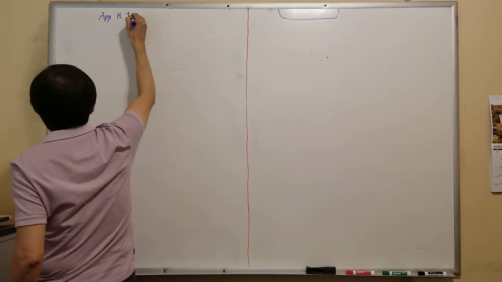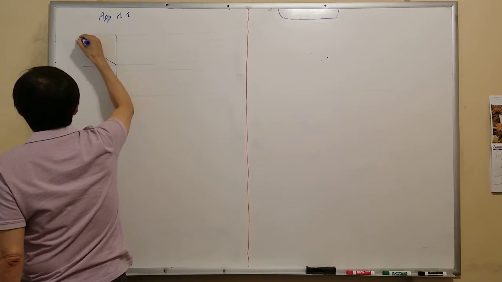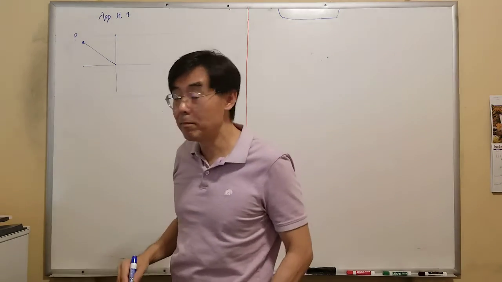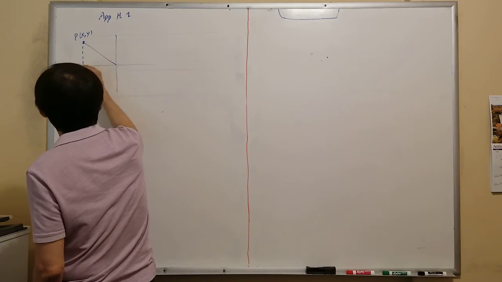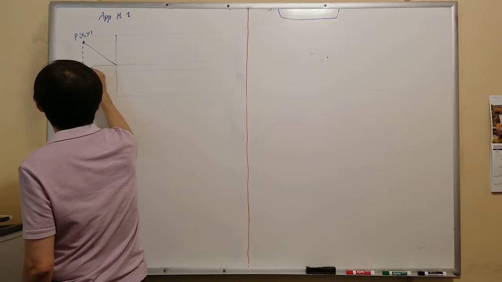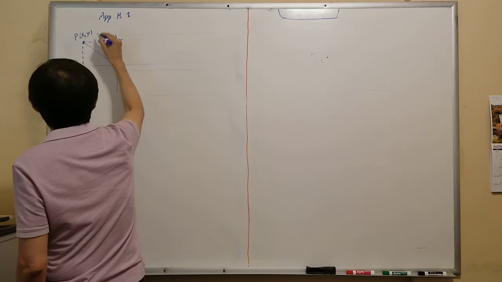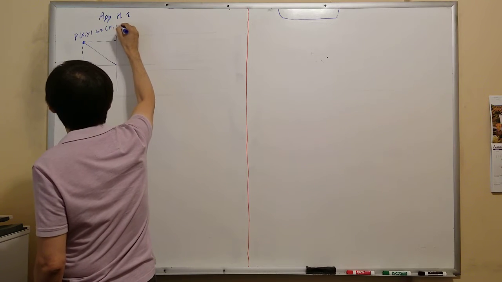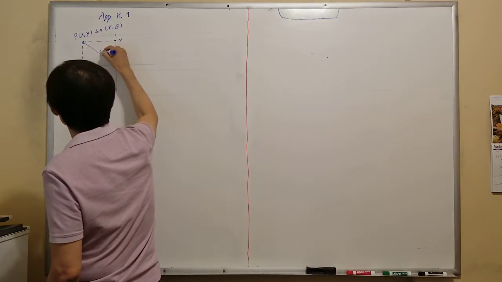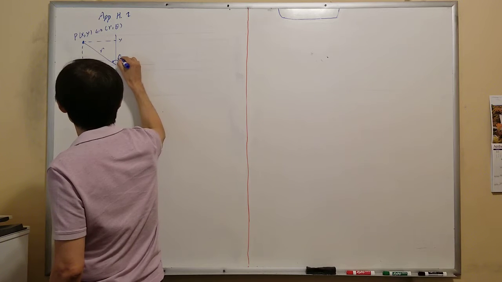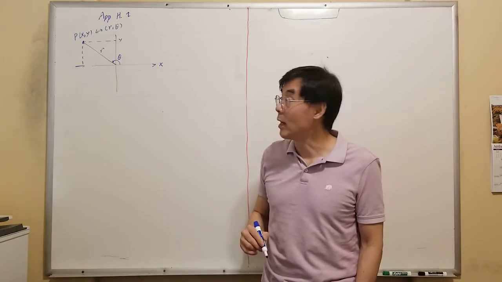So first of all, Appendix H1. Polar coordinates is used in order to locate position. Let's say this is the xy coordinate, then this is x, and this is y, right? Now for polar coordinates, we use the distance r from the origin to the point. The angle theta is the angle measured from the positive x-axis counterclockwise.